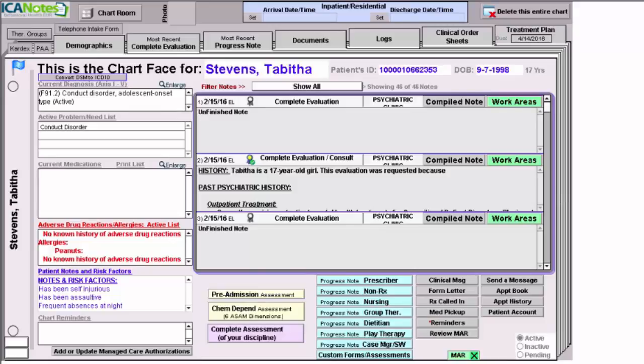We're going to make a complete evaluation that's relative to clinicians in both the inpatient and outpatient setting. This would work well for psychologists and psychiatrists. We're going to do an initial assessment. I've already opened up my note on our patient, Tabitha Stevens, who's 17 years old. So I'm just going to go into the work area of this unfinished note.